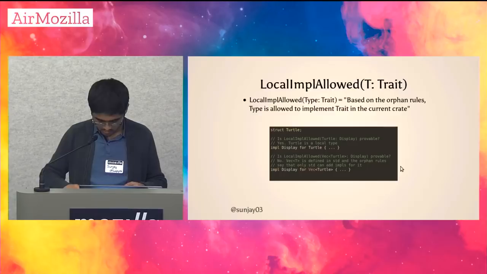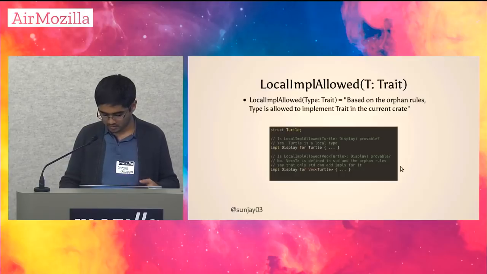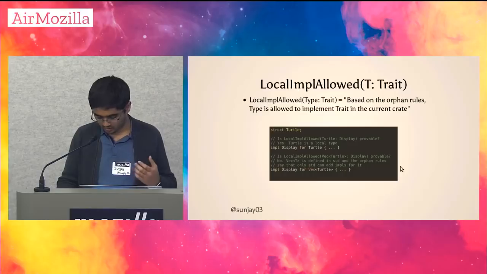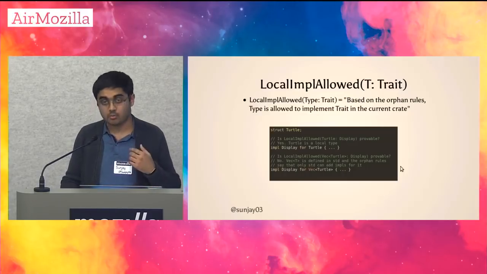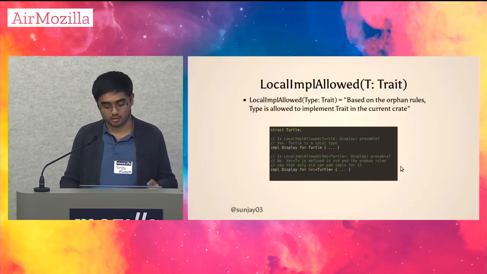Here, the turtle type is local, so we know that we can implement display for it. But in the other example, a vector of turtles is not local to the current crate because vec is defined in the std crate. That means that we can't implement display for a vector of turtles according to the orphan rules.